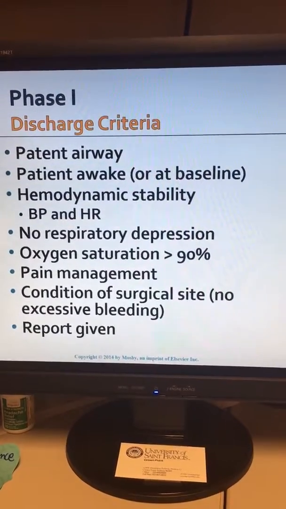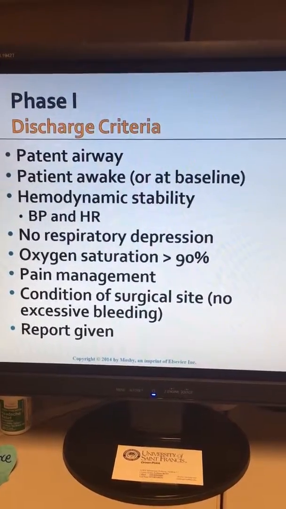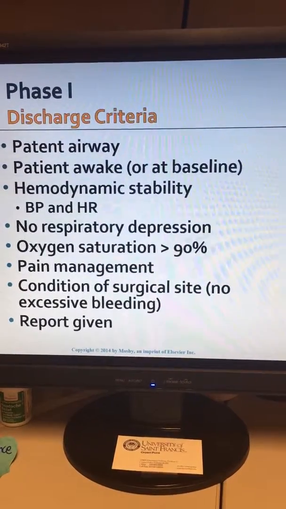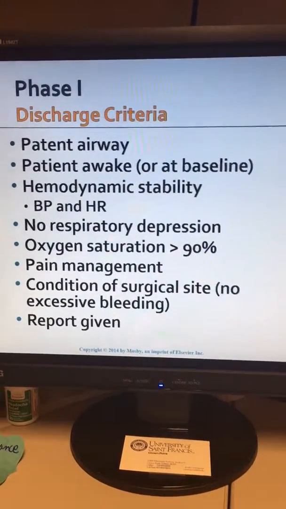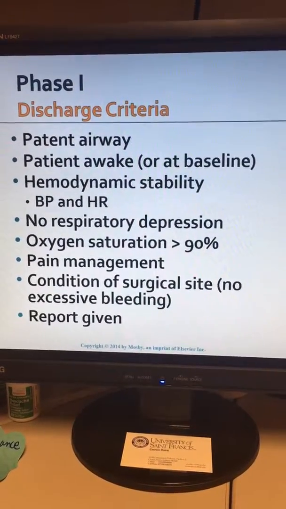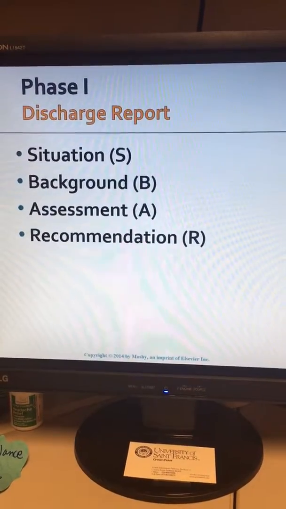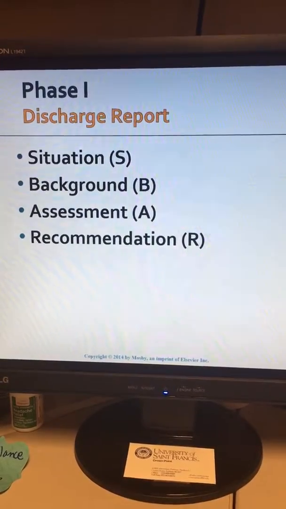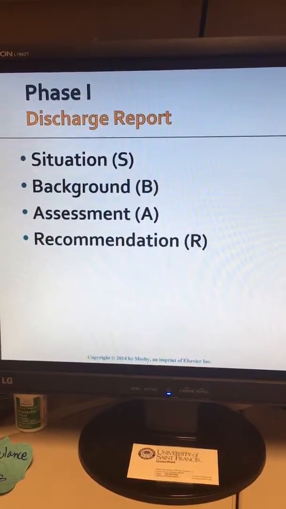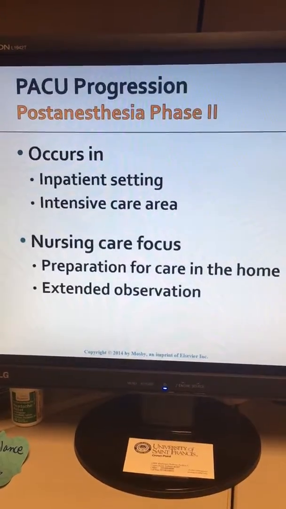So how are they discharged from phase 1? They're pretty much stable. And then they move on to the next phase. Most places, the same recovery room nurse keeps them and recovers them, and then they pick up another patient. So discharge report to the nurse on the floor is situation, background, assessment, and recommendations. You know this well.